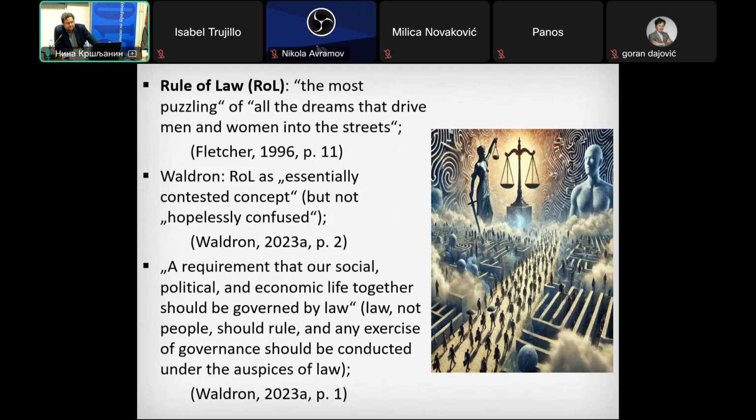As George Fletcher pointed out in one of his books, rule of law is the most puzzling of all the dreams that drive men and women into the streets. I will make a small digression. This picture was made by a chatbot. I asked it to make an image based on this sentence written by George Fletcher. So we can see how the chatbot imagined this remark.